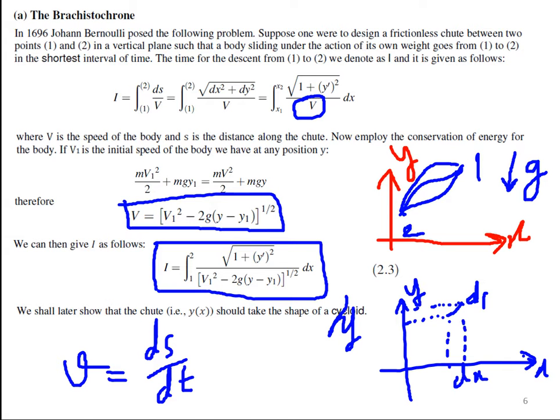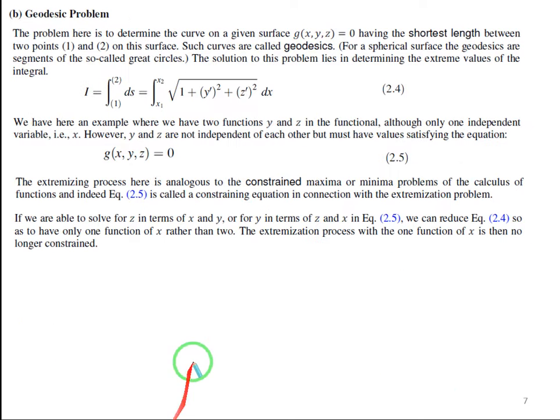And now let's speak about our next problem. Okay, this problem is called the geodesic problem. The geodesic problem is a functional problem with constraint. In this problem, we are going to find a curve from point 1 to point 2, which has a minimum length, and on the other side we have some constraints.